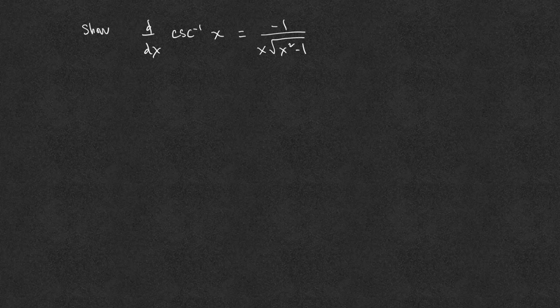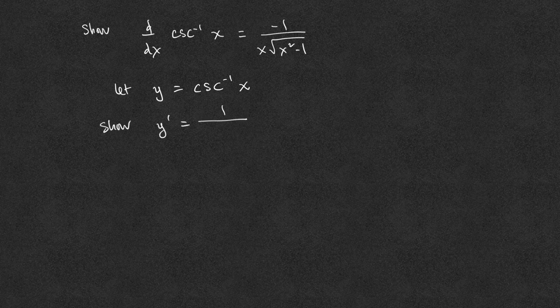Show that the derivative of cosecant inverse of x is negative 1 over x times the square root of x squared minus 1. First, we let y be cosecant inverse of x. What remains to show is that y prime is 1 over x times the square root of x squared minus 1 with the negative 1 in the numerator.